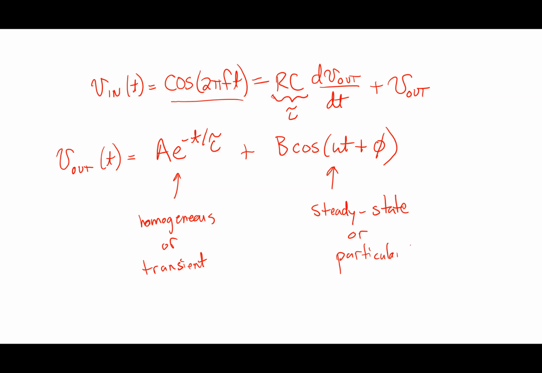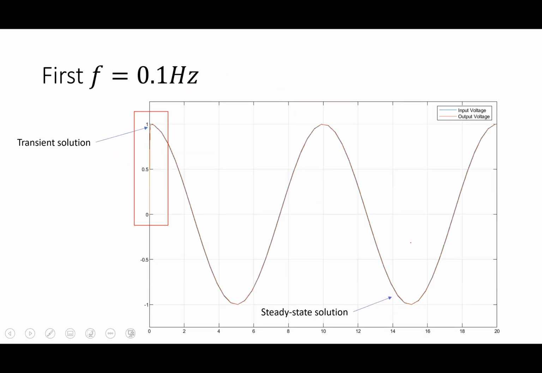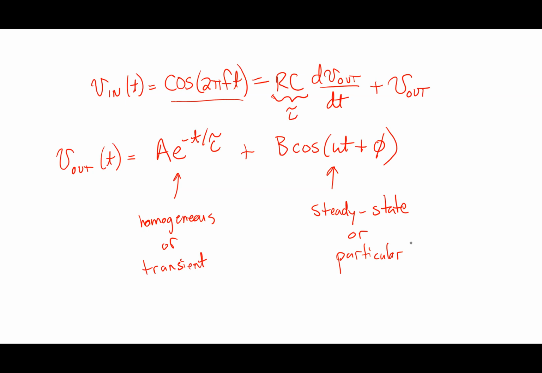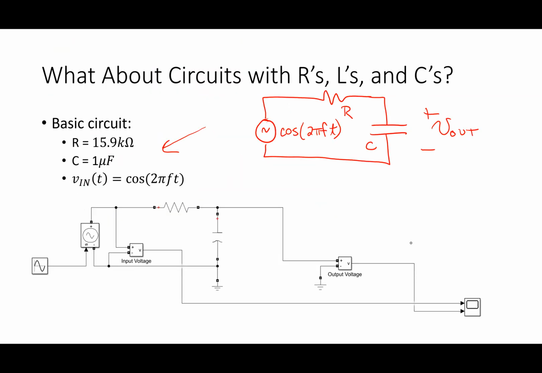All right. And if I look here, what I did was I changed the frequency a couple of different ways. I first said, let's start out with the frequency equal to 0.1 hertz. I did that for the RC values that are included here, 15.9 kilo ohms and 1 microfarad. 1 microfarad means how many farads? 1e to the negative 6. 1e to the negative 6, okay?